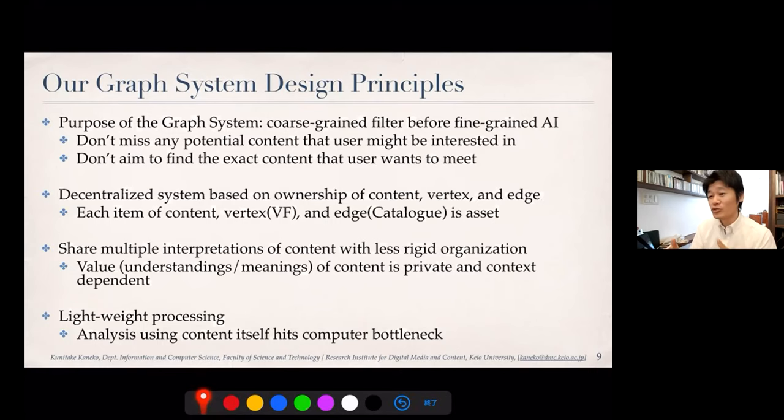So I want to realize sharing multiple interpretations. Some of the interpretations might match with you, but some not, right? That is the meaning of the less rigid organization. Sharing multiple interpretations is fine, because this is coarse-grained filtering. It is lightweight processing, as I explained: graph processing is lighter than analysis of the content itself.